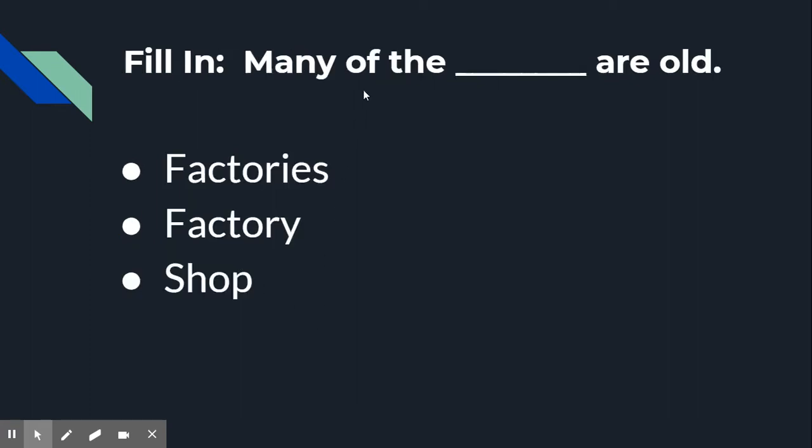Next one. Many of the blank are old. So many indicates more than one. So we know it's going to be plural. Many of the blank are old. Well, what are old? Factories, factory, or shop? Well, the fact that they say many indicates more than one. So correct answer is, which one has the S at the end? Yes, factories. Okay. So this brings us to an end to our quick tutorial on nouns and subjects.